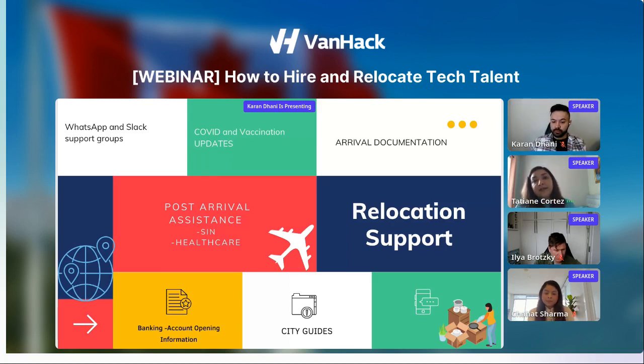We also talk to them about credit score and any topics such as, they need an adapter because the plugs here in Canada are different. So these are the things that we cover with your candidate.